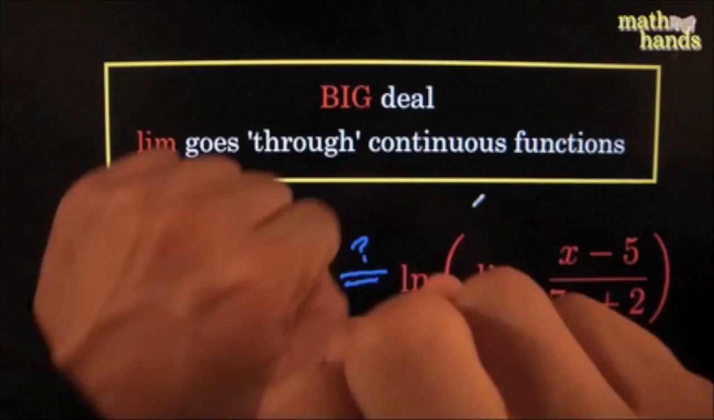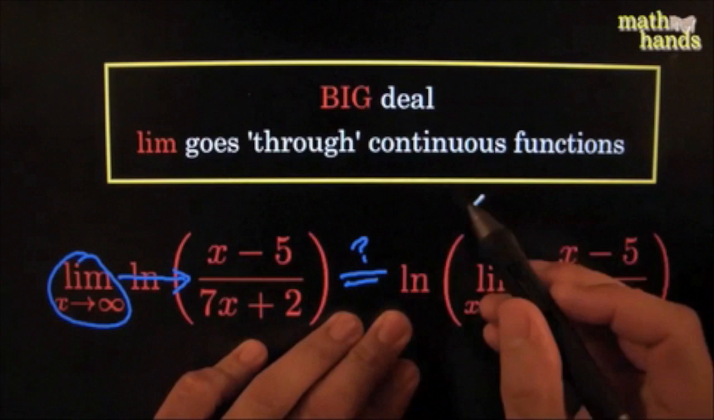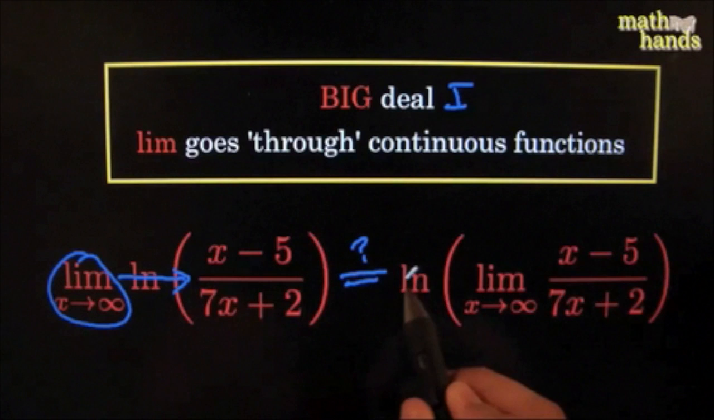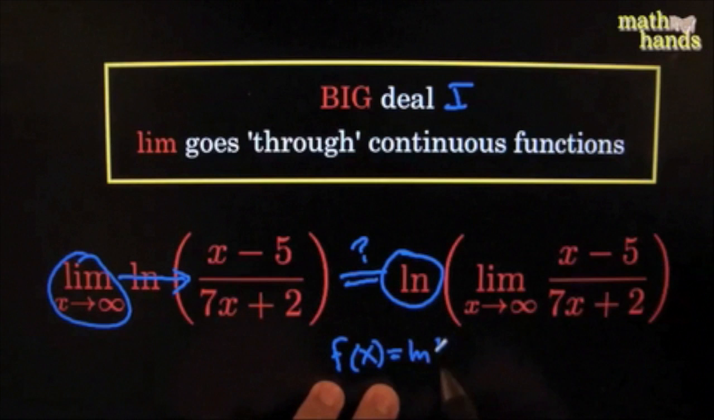You should be cautious. And I'm telling you, the answer to whether or not this is legal is brought to you by what I'm calling big deal number one. The limit goes through the function so long as the conditions are right. Here are the conditions. The function that we're talking about is ln x. And if you find this limit as x goes towards infinity, you can do a little rewrite.